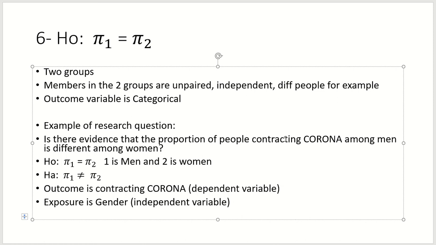There is a way that you can do it paired if you get like spouses or brothers and sisters. But for this course, we're going to keep it simple. For this course, we're only going to consider they're paired if we're using the same individuals. So your null hypothesis is going to be the proportion contracting coronavirus in men is equal to the proportion of contracting coronavirus in women. The alternative hypothesis, these two proportions are different. Again, your outcome is contracting coronavirus, and this is your dependent variable. Your exposure is gender, and it's your independent variable.